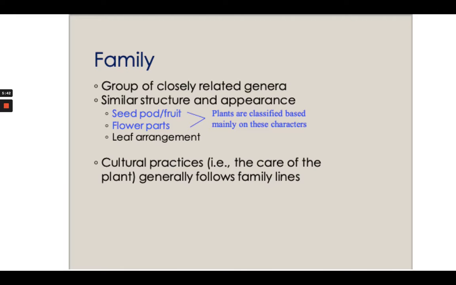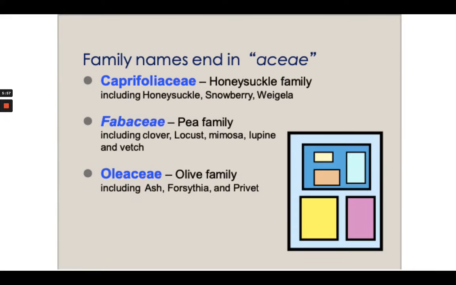A family, like we said, they're grouped closely related on their genre. Similar structures and appearance, so do they have seed pods and fruits or flower parts? And we're looking at their leaf arrangement as well. Also cultural practices, so the care of the plant. Generally it follows family lines. So here's a couple examples of family names, and I really don't even want to try to pronounce those. It's kind of crazy. We use a lot of Latin with this stuff. So we have the honeysuckle family, the pea family, or the olive family.